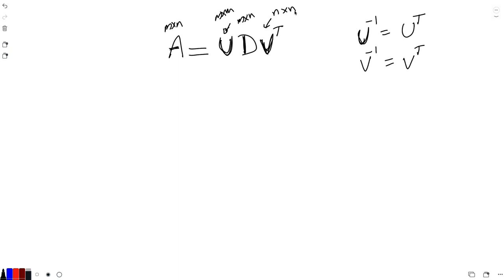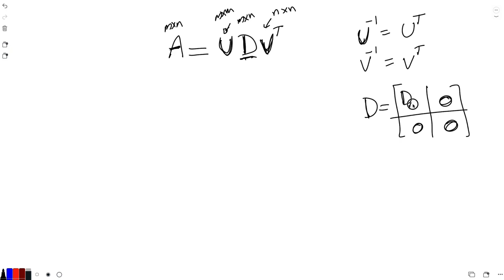Also, we can see that this diagonal matrix consists of just diagonal elements, and the rank of matrix A is the number of non-zero elements of this diagonal matrix. Actually, we can represent the matrix D in this shape. We have all zeros, and here we have the diagonal but non-zero elements. So these are the non-zero elements of this diagonal matrix, and the others are 0. I will give a numerical example about this.